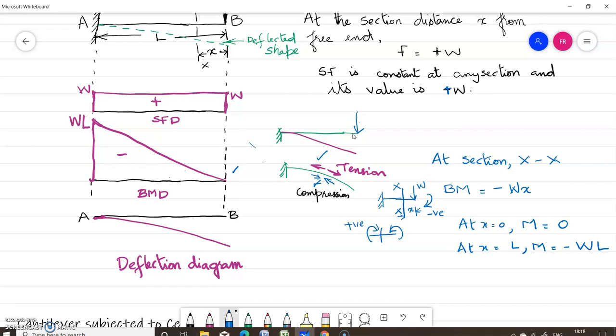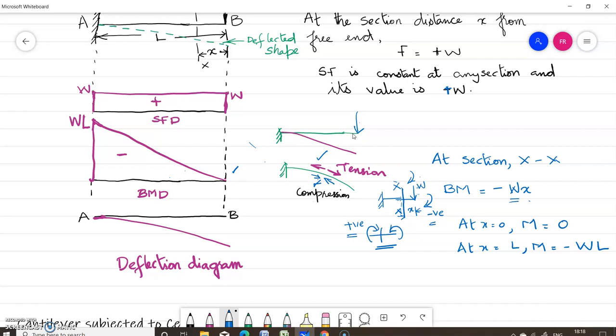So what is the value of bending moment? Bending moment is load into distance. Consider the section line XX. At section XX, what is the bending moment? Load into distance, W into X. This is producing a clockwise moment about this section. It is right clockwise, and our sign concept is right anti-clockwise is positive, so right clockwise is negative. So it is minus W into X.